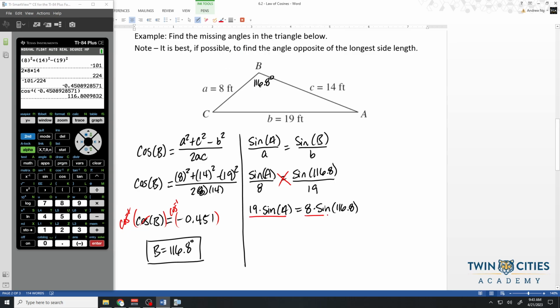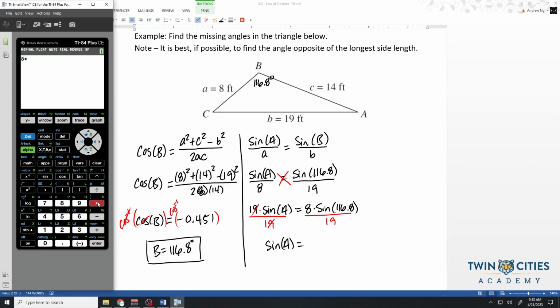And then we'll divide both sides by 19. Okay, the sine of A is going to be equal to 8 times the sine of 116.8, and we'll be dividing that by 19. So the sine of A is 0.3758.